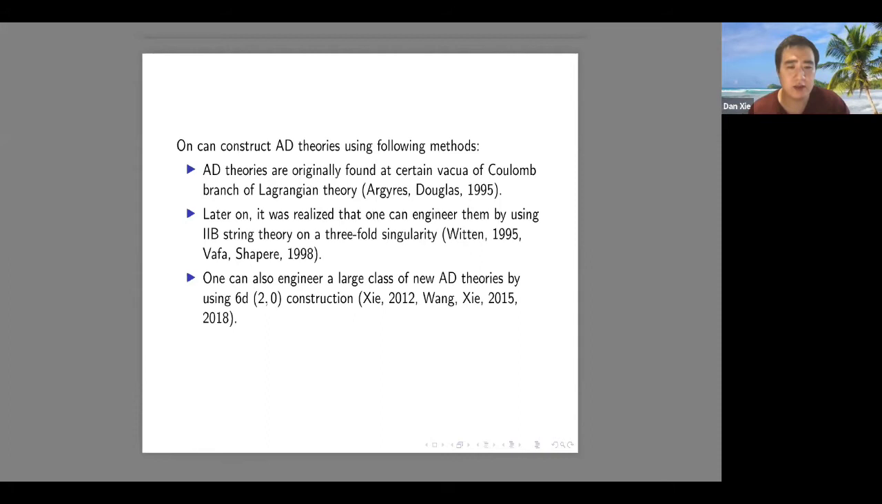And lastly, the main class that I'm going to talk about is the method initiated by Gaiotto. And later on, I used this so-called 6d (2,0) construction to construct a large class of new Argyres-Douglas theories. So the third class is the one that I'm going to talk about.